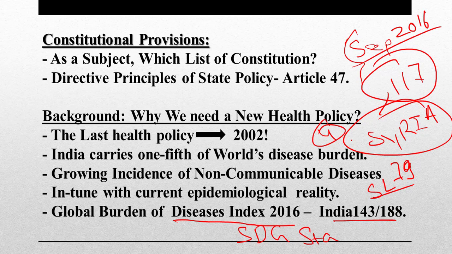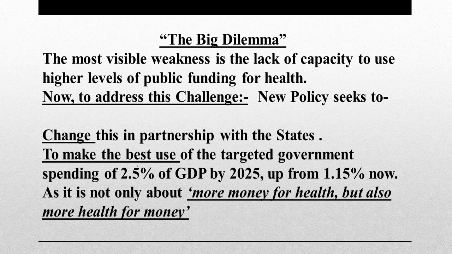Even if we compare ourselves with China, Sri Lanka, these countries are ahead of us. Even Iraq is ahead of us. So we need to take some serious steps to improve this pathetic situation so as to achieve the sustainable development goals this time. So let us move to the next slide now. The question that arises is, there's a big dilemma for India now. What is that dilemma? Let us see in detail.